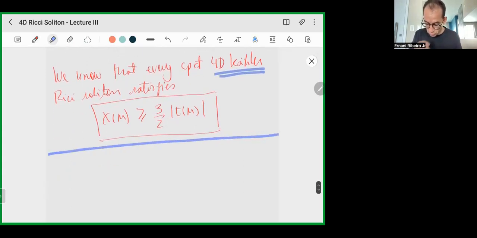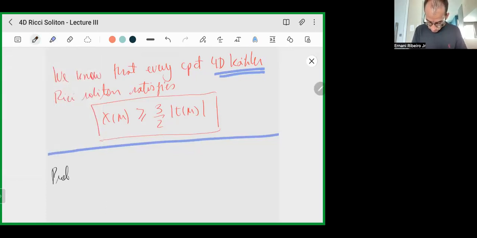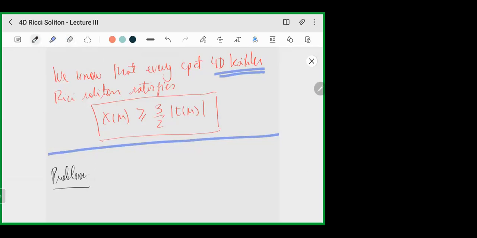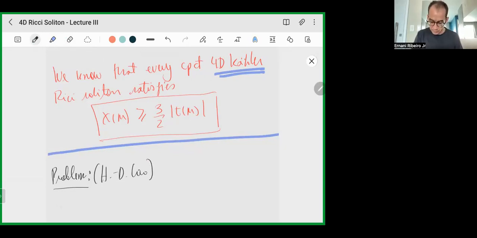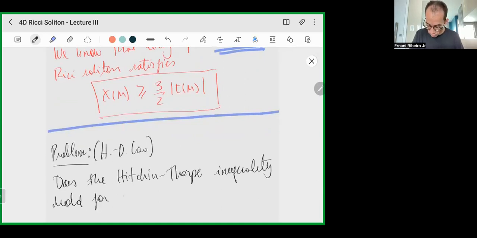This also motivates the problem that you mentioned now. There's another problem proposed by Cao, sorry, I put here because problem in Portuguese is problema. Sorry, problem. So the problem proposed by Hamilton is: does the Hitchin-Thorpe inequality hold for compact four-dimensional gradient Ricci solitons?